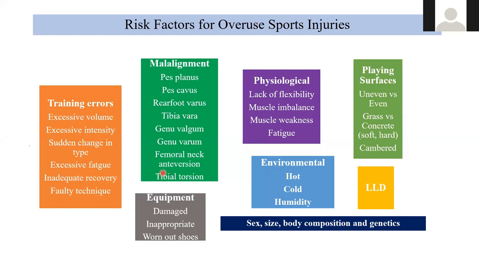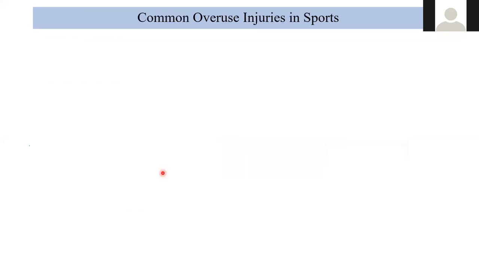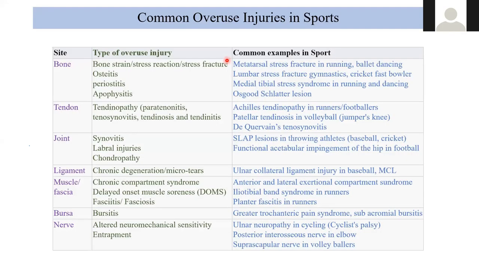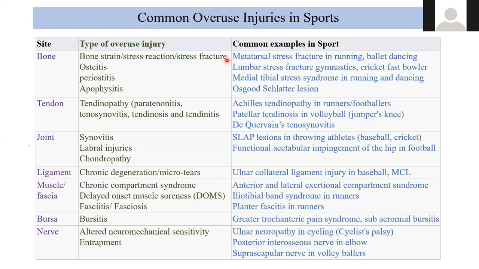Environmental conditions like heat and humidity are also part of the risk factors. The other important one is leg length discrepancy, LLD, which also predisposes to lower limb and kinetic chain overuse injuries. Sex, size, body composition, and also some genetic components will predispose to overuse injuries. So the common overuse injuries in sports, if you look at bone, are bone strain, bone stress reaction, stress fractures, osteitis, periosteitis, and epiphysitis. These are the common overuse injuries.